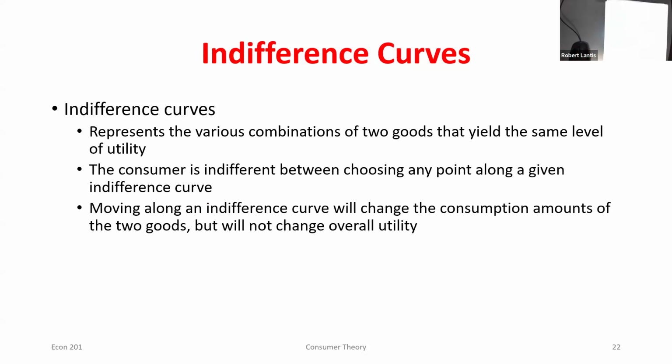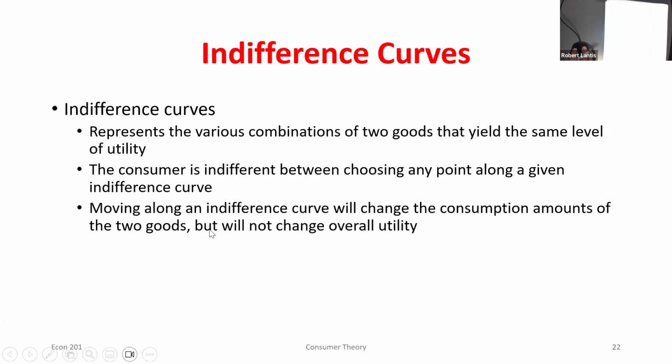I could go, we'll use my dumb chips and soda example. Maybe if I bought 3 bags of chips and 2 cans of soda, I have the same total utility as if I bought 2 bags of chips and 4 cans of soda. So there's going to be different combinations of these two goods. We're going to ignore prices for a second.